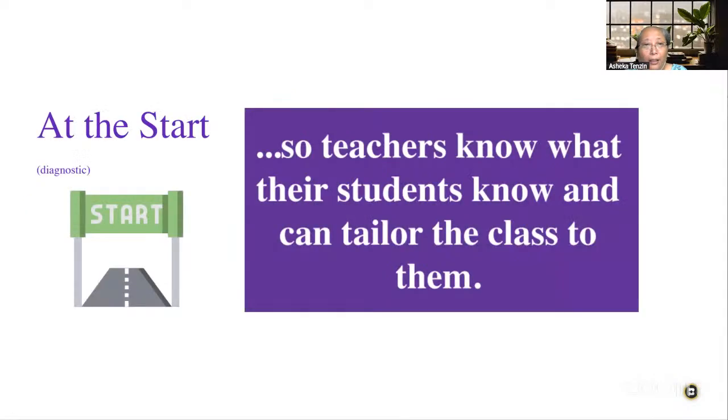At the start, the teacher knows what the students know and will tailor the class to the needs of the students. So the first type of assessment that the teacher takes, before he or she starts teaching, is a diagnostic test, a provocation, a pre-assessment, to know how much their students already know about the concept or the content that the teacher is going to teach.